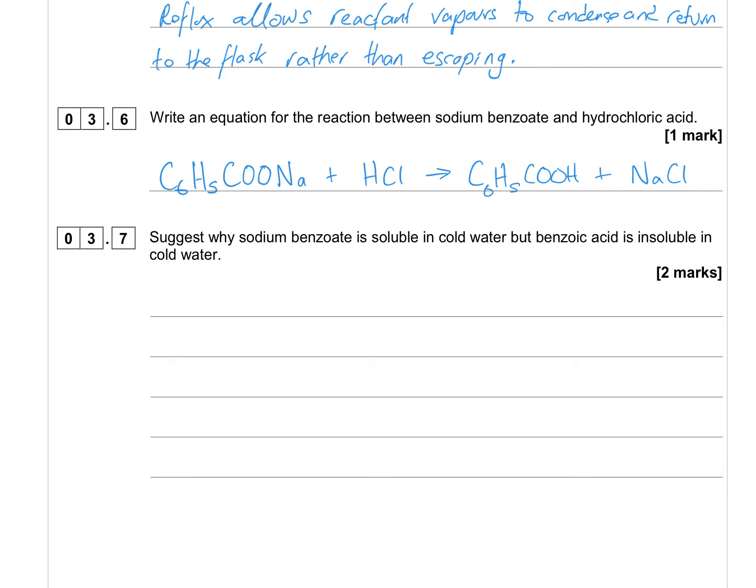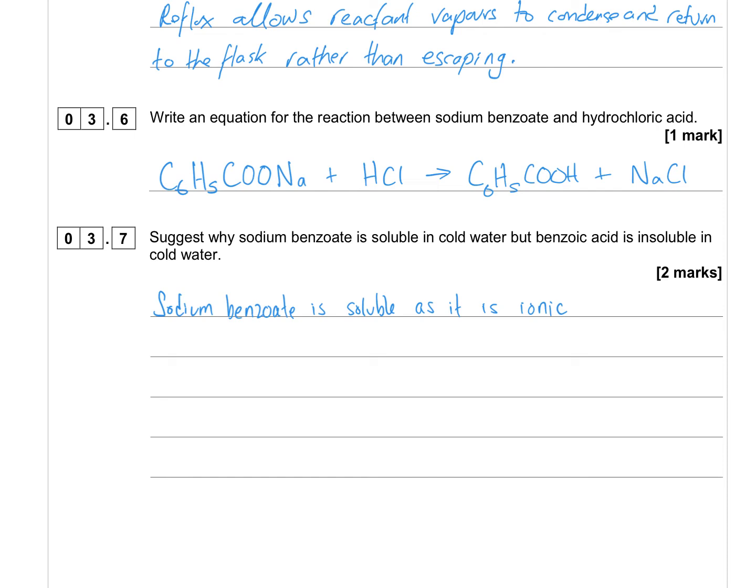Okay. Now back to intermolecular forces. Why is sodium benzoate soluble in cold water but benzoic acid is insoluble in cold water? So sodium benzoate is ionic, and as I hope you're aware, ionic substances are pretty much always soluble. They're able to form ion-dipole bonds with water because of the polarity of water molecules.